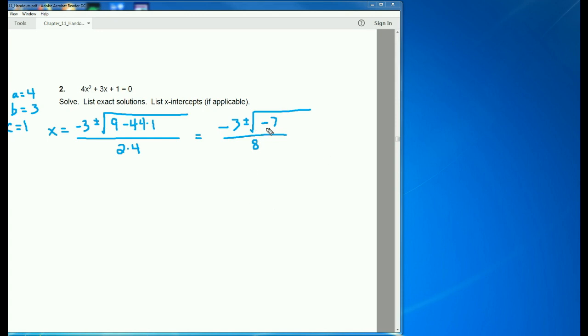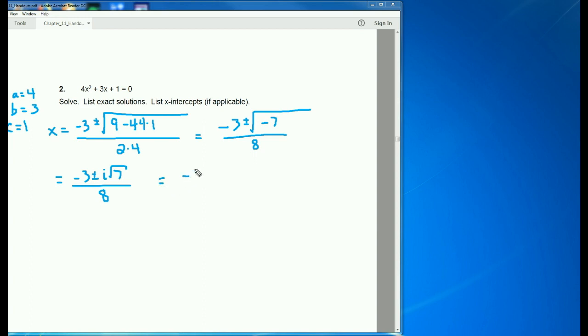All right, so again, we see the negative sign under the radical, which indicates that we have to bring an i out, and then we can't simplify the square root of 7. All right, so it's going to be negative 3 plus or minus i times the square root of 7 over 8. All right. And then in this case, we want to separate the real part from the imaginary part.